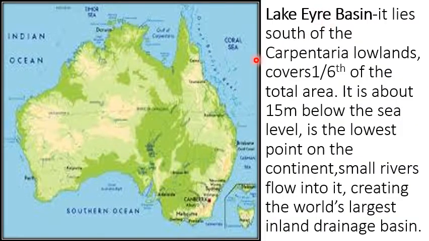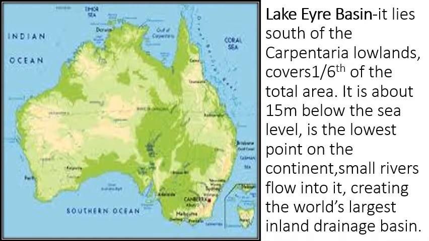Lake Eyre Basin. This is Lake Eyre, and the area around it, you can see here in green color, is Lake Eyre Basin. It lies south of Carpentaria Lowlands and is one of the four sub-basins of the larger Great Artesian Basin, covering 1/6 of the continent's total area.